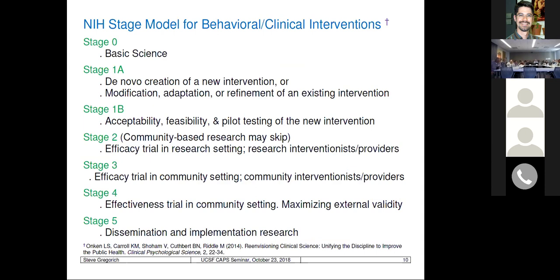After stage 2 is completed, you would go back to stage 1 to refine your intervention for the community setting and then go to stage 3. So it's not a completely linear process. And if you can skip stage 2, you're going to skip stage 2 and another stage 1. So it's all about thinking about how you can move forward as quickly as possible.